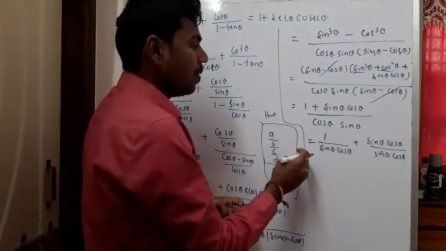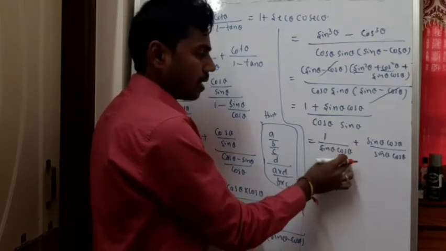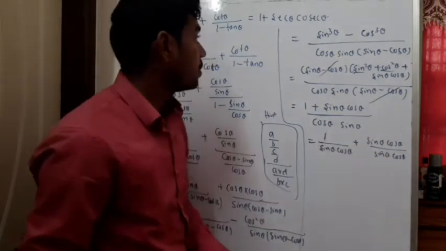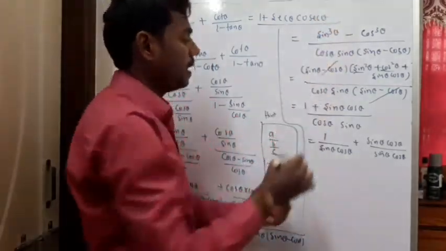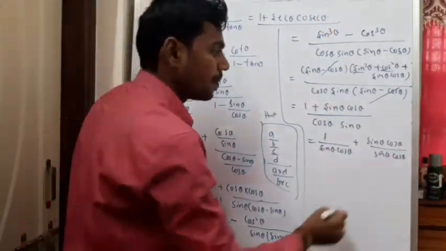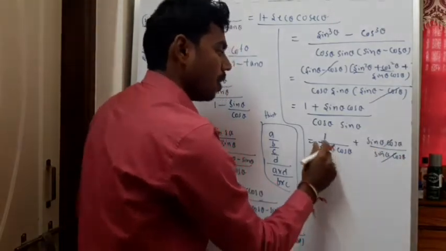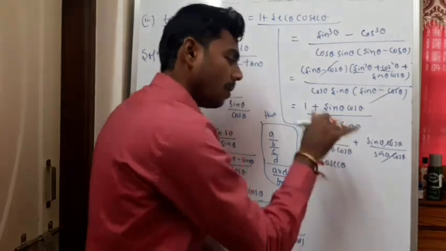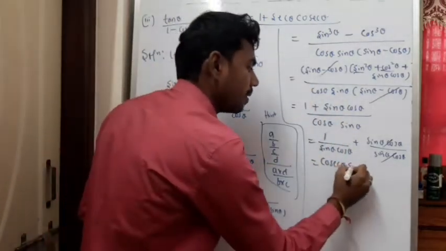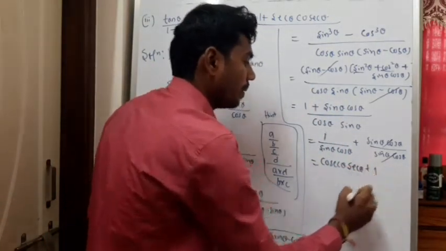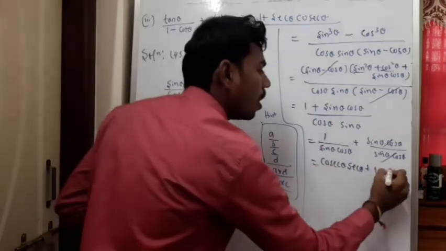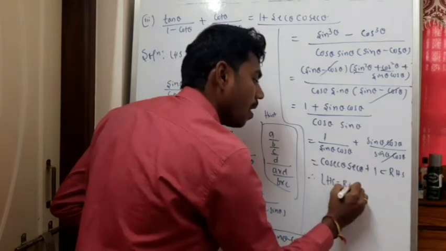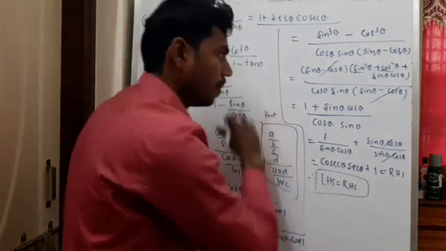So what we are going to do? So we'll split it. 1 divided by sin theta cos theta plus sin theta cos theta divided by sin theta cos theta. So why we did it? Because we need this. That is the reason we are splitting it out. So this will get cancelled. 1 by sin theta is nothing but cosecant theta. 1 by cos theta is nothing but secant theta plus 1. So which is equal to RHS. So therefore LHS is equal to RHS. So that's it. So please note this down.